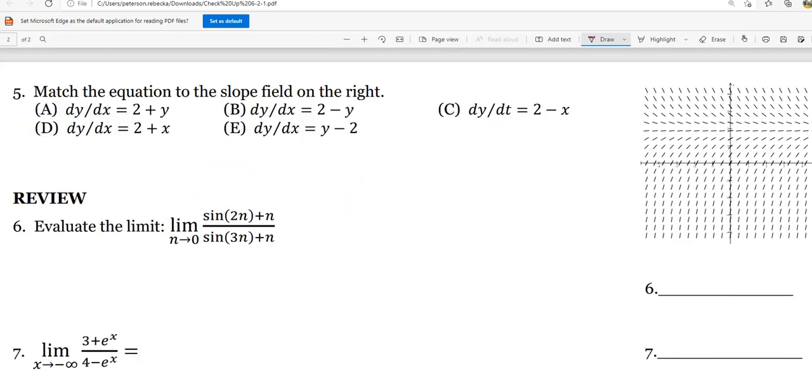All right, question 5, we want to match the equation to the slope field. I'm noticing that this is really standing out to me. So that is when y equals 0, dy/dx is 0.